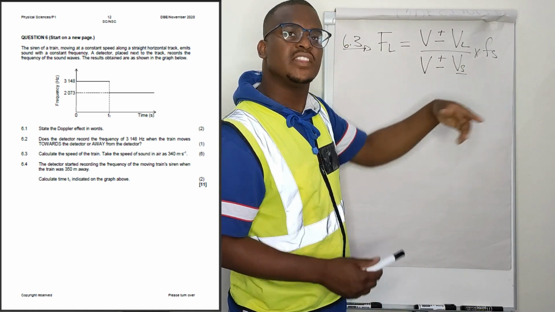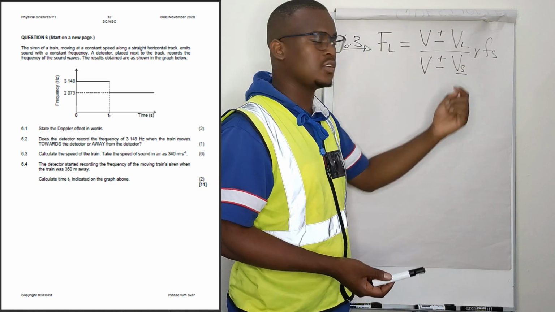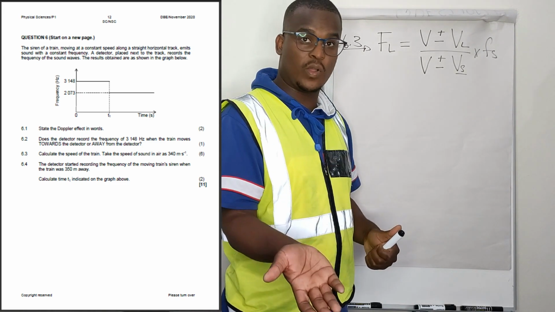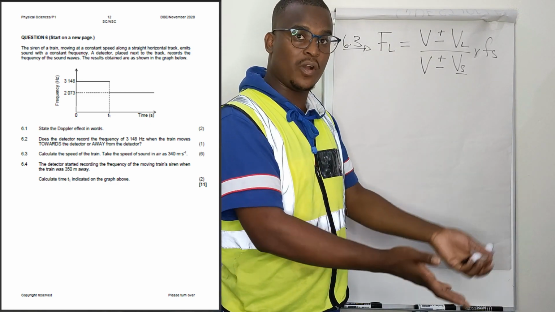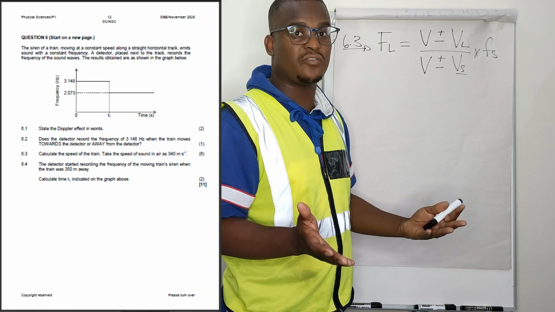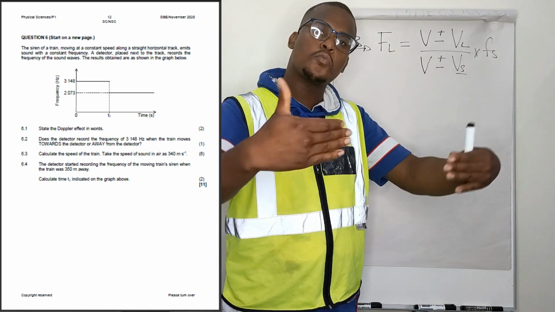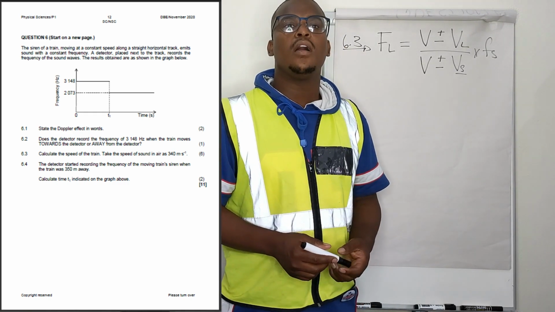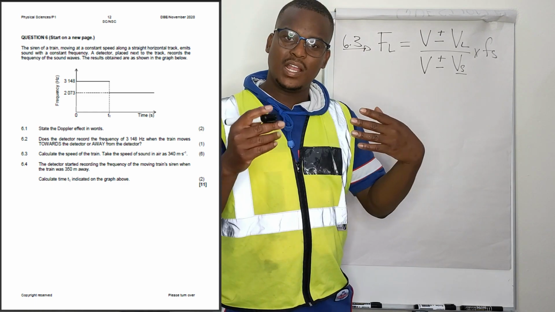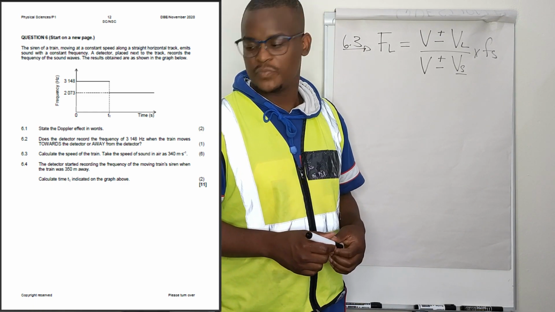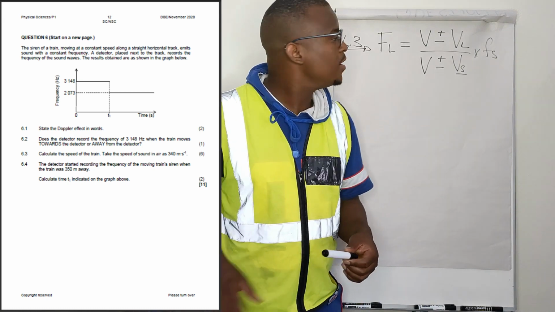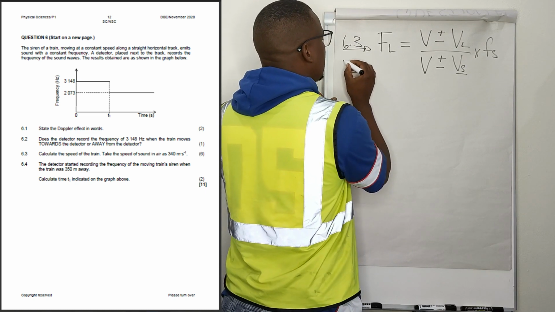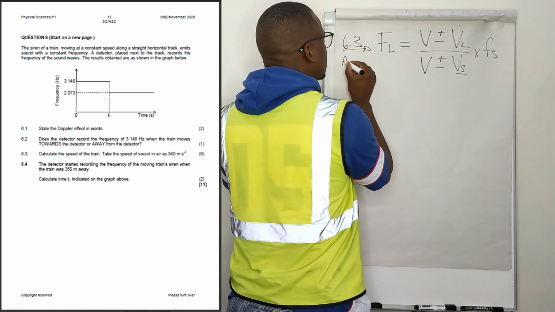But we also don't have the frequency of the source. We're not told what the frequency of the source was. We're only told the observed frequency, the one that was detected by our detector. So it's not our original frequency, not the actual frequency that was emitted by the source. So what do we do? We say, okay, let's list the information that we have. We do have the frequency of a listener when our train was approaching, let's say approach.